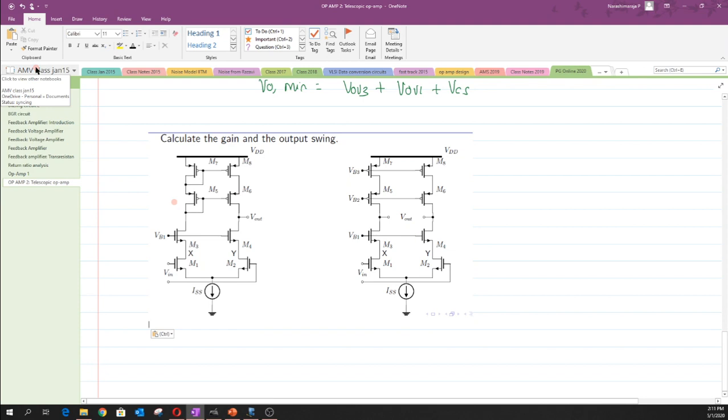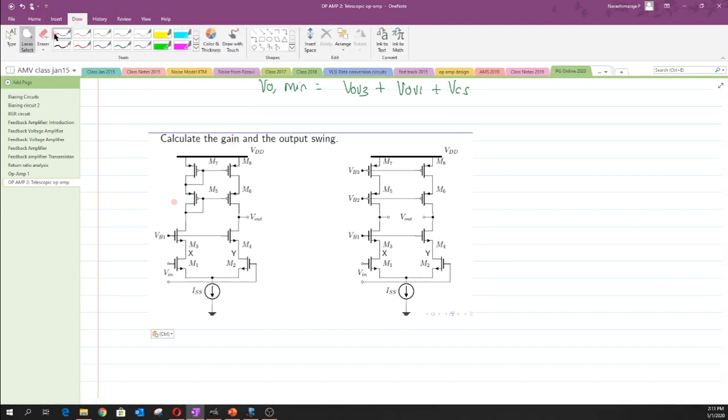Yeah, thank God. So now that we have got this structure, the structure that has been drawn towards the left is the single-ended output telescopic op-amp configuration. And the one on the right is nothing but the one that I have drawn earlier, which is the differential output telescopic op-amp.